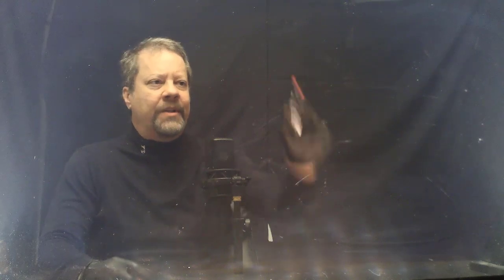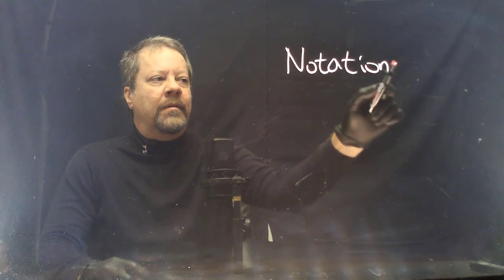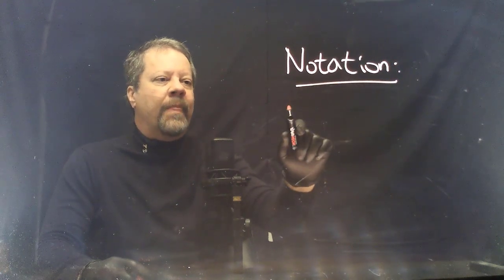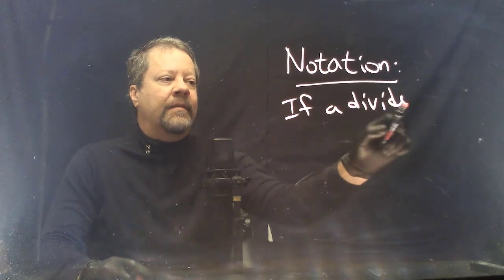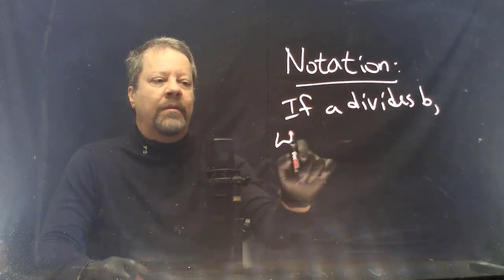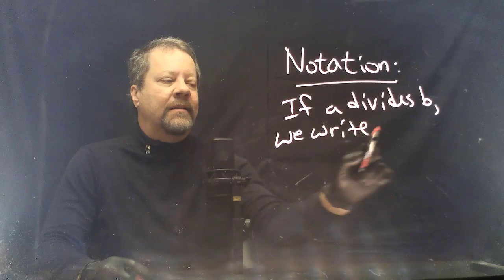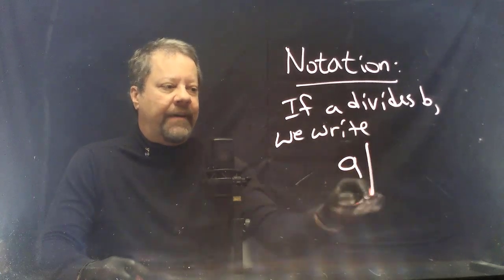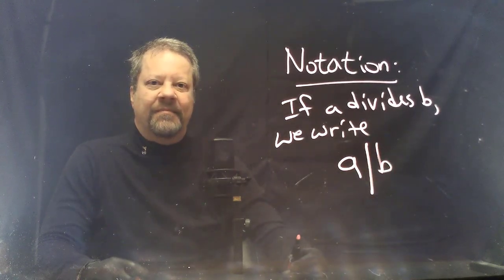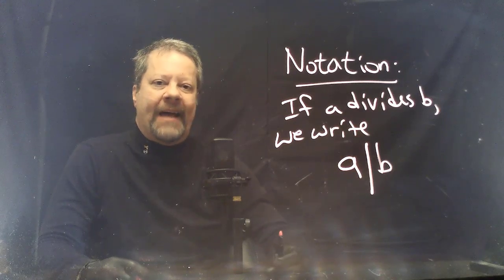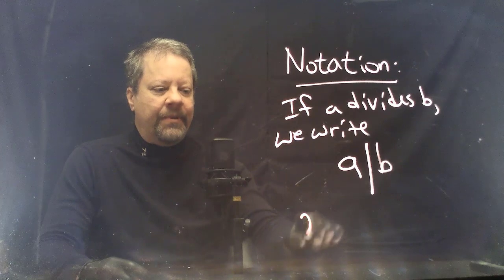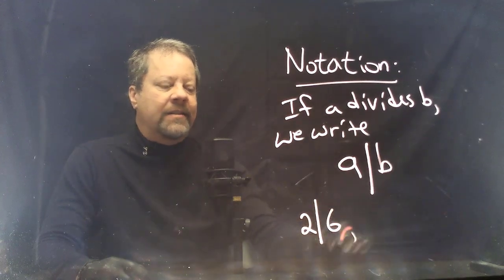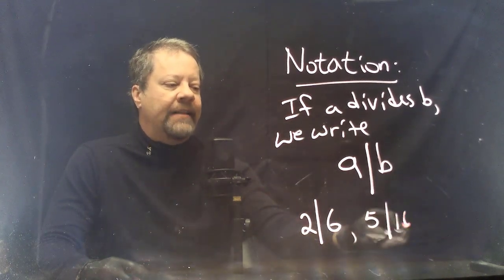There's a very important notation that we are going to use. If A divides B, we write A divides B. We're going to use a vertical slash to represent the term divides. So, for example, 2 divides 6, or 5 divides 10.